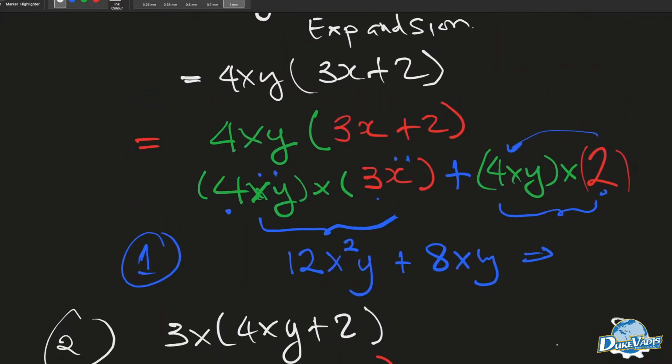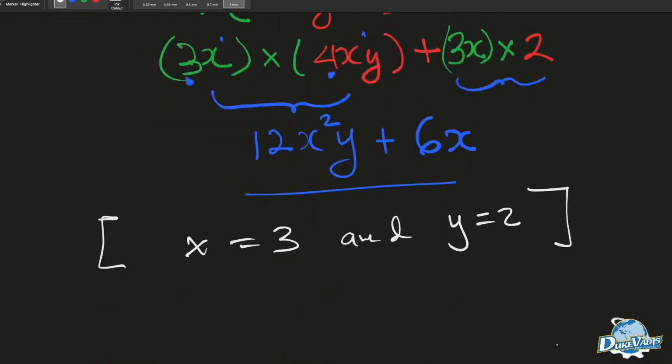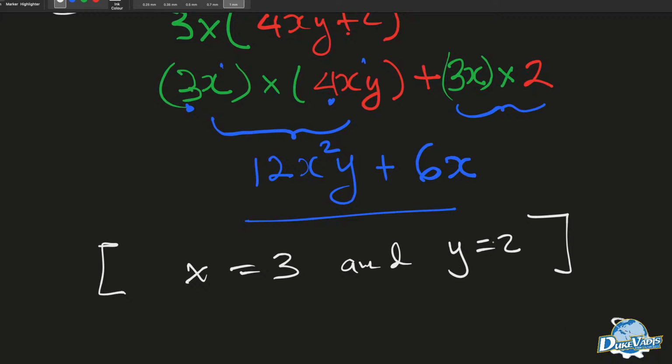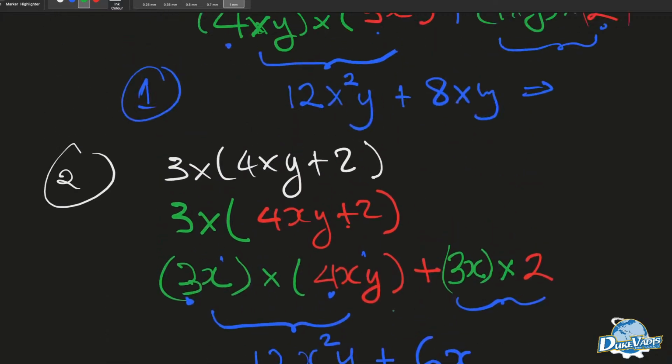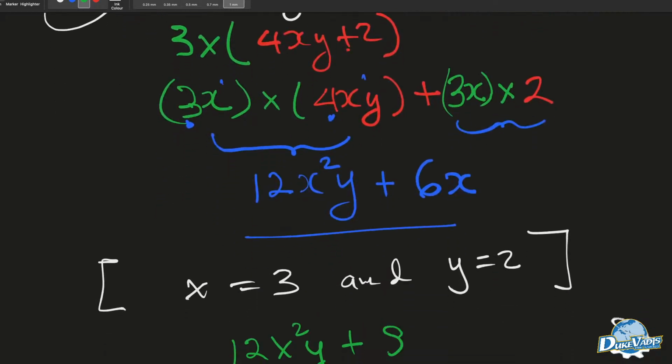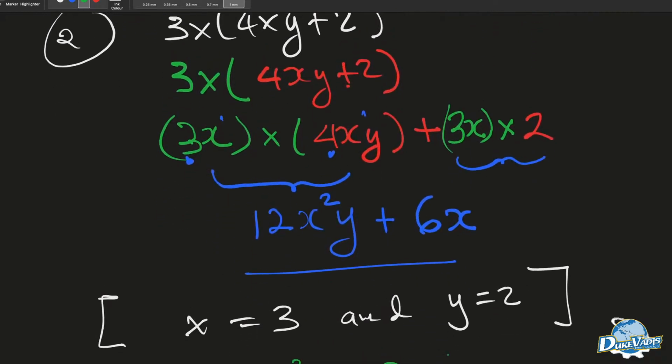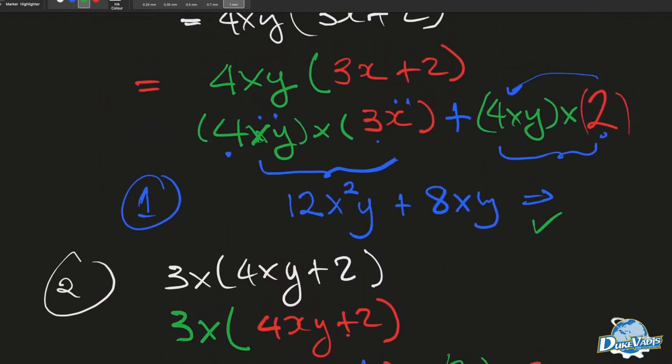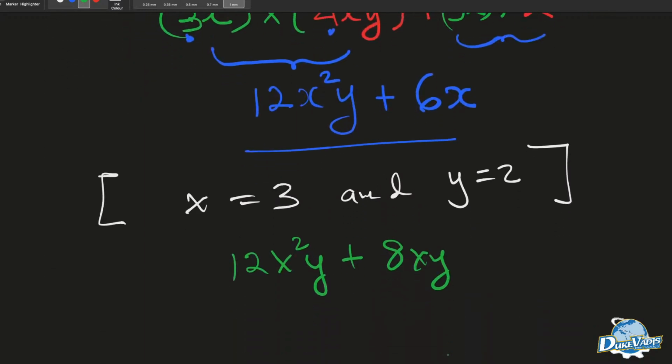Our first one, we have 12x squared y plus 8xy. So our first one was 12x squared y plus, let's have a look again, plus 8xy. Alright? Beautiful. So that's what we had. Okay, so now we are going to substitute the respective values into where they are supposed to be.